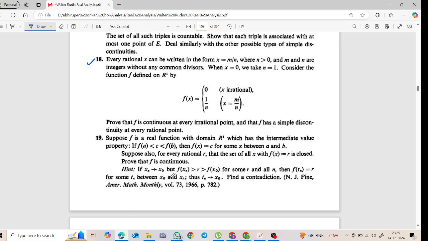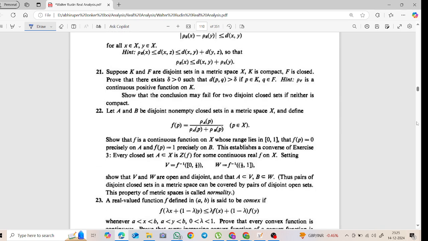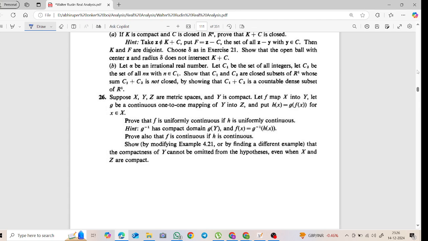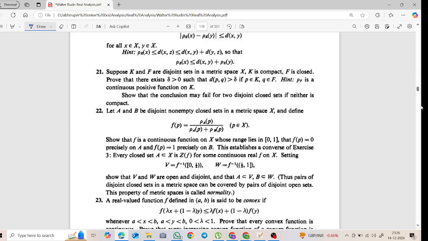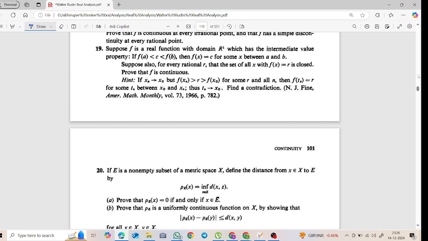Okay, Shubrita was trying this. Yeah, go ahead. Try this for a while then. Yeah, try 19.